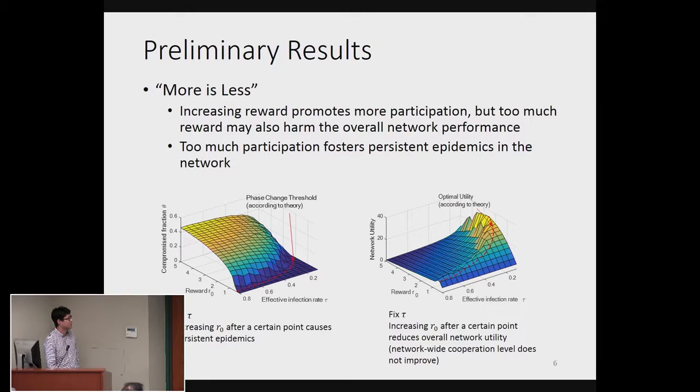And the reason is, if you have too much cooperation, then it can potentially foster persistent epidemics, which is a risk in the network. So basically, we want to show security-aware incentive design is very different from the traditional incentive design. And we have to consider all these different features here. Thank you very much.